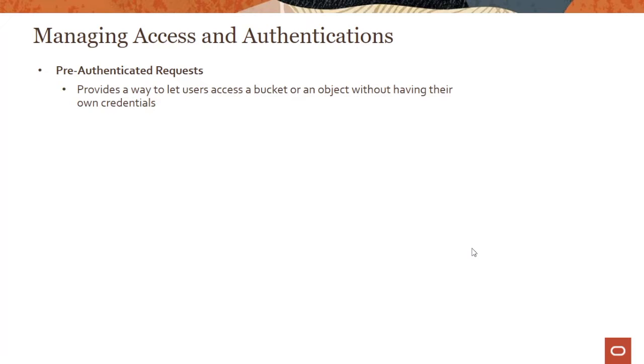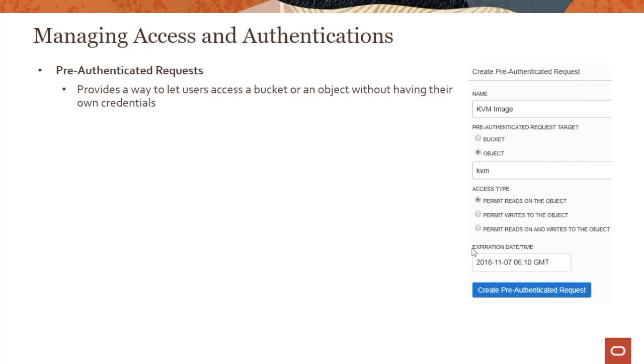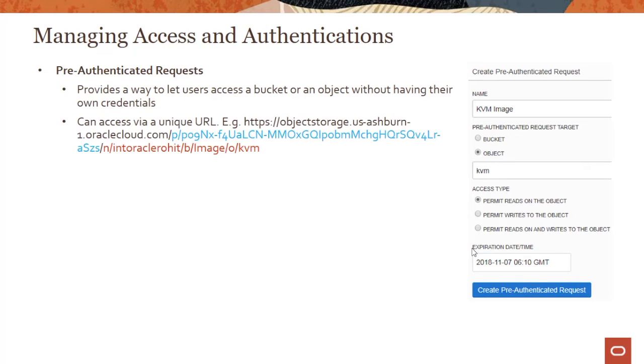A pre-authenticated request is a way to let users access a bucket or an object without having their own credentials. As you can see here, creating a pre-authenticated request is pretty straightforward. You can create a pre-authenticated request either on the bucket or on the object. And you can have a variety of options, whether you just want reads on the object, writes on the object, or read and write both, right? And we'll actually go and show this in a quick demo.